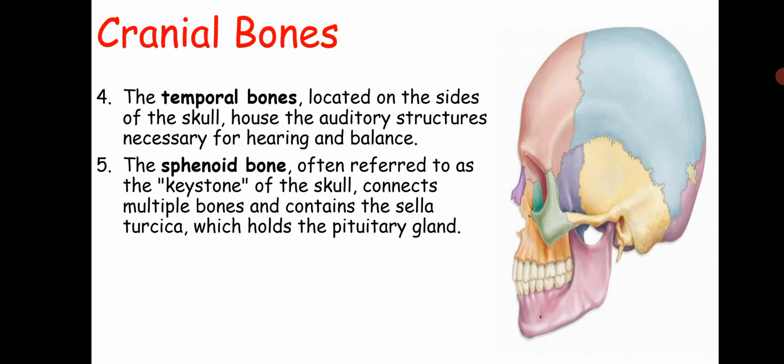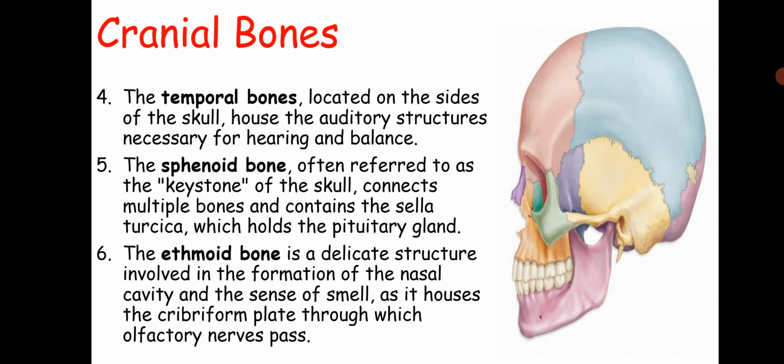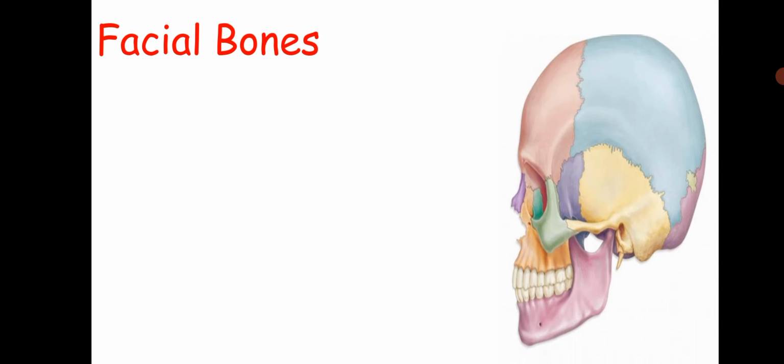The next bone is the sphenoid bone that is located just anterior to the temporal bone. Here you can see in the diagram the purple color bone just anterior to the yellow color bone is the sphenoid bone. It is often referred to as the keystone of the skull. It connects multiple bones and contains the sella turcica, which holds the pituitary gland. The next bone we have is the ethmoid bone, that is a delicate structure involved in formation of the nasal cavity and sense of smell, as it houses the cribriform plate through which the olfactory nerve passes.